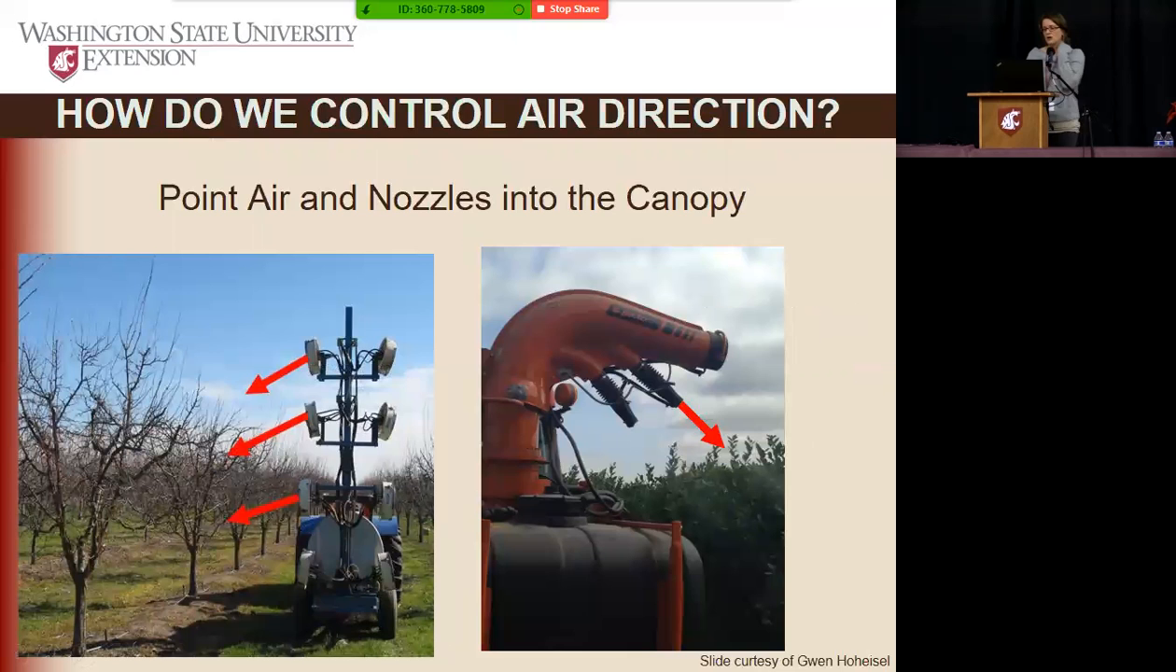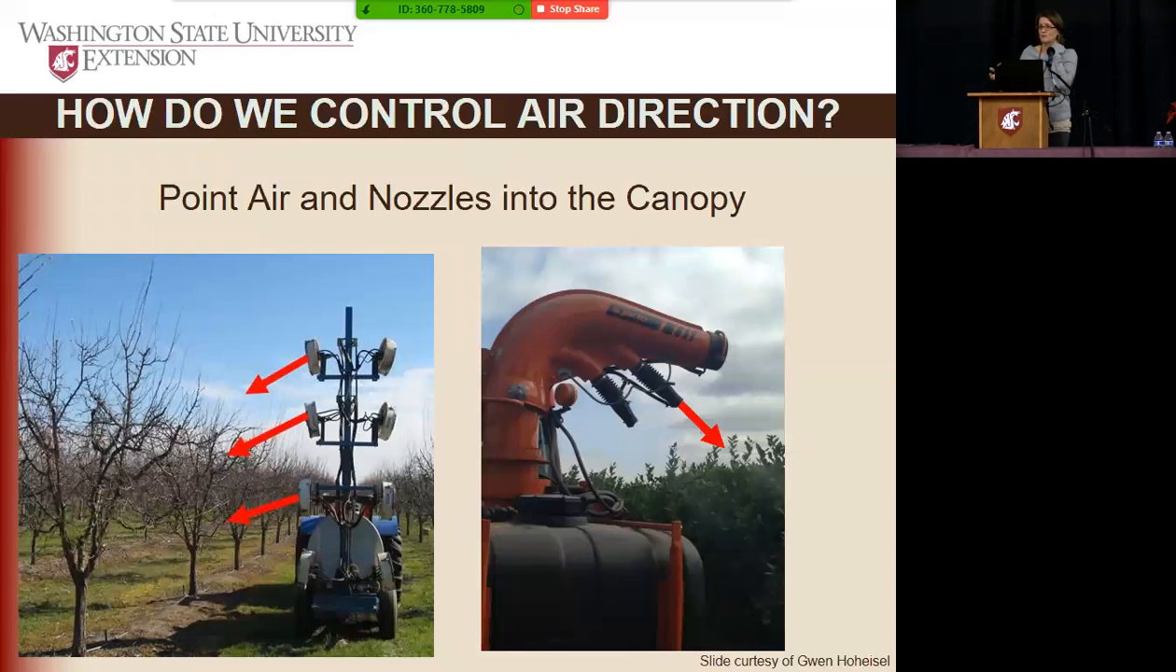Okay, so besides just controlling that air volume, we also have air direction. And I put here a tree crop, but also a blueberry crop, because I want to make the point, it doesn't matter what crop you're on or how diversified you are. If you have blueberries, trees, grapes, corn, whatever, right? You need to point the air and the nozzles into the canopy. And it sounds so simple, but it's not something everybody looks at every single time, right?